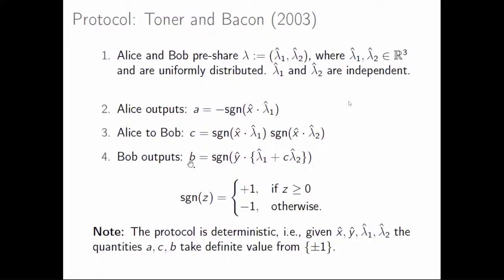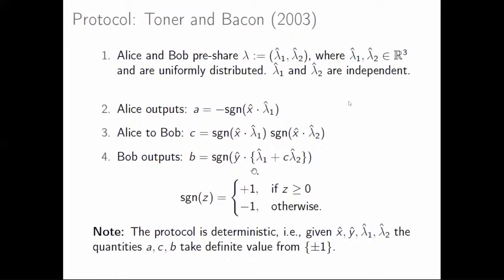Now Bob gives the outcome as follows. It is a sign function of the measurement he gets and lambda 1 and lambda 2, which he shares with Alice, and this communication bit which he received from Alice. This protocol looks simple, but it involves some tricky and involved calculations. And I forgot to mention that this is the sign function: if this Z is greater than 0, it is +1. Otherwise, it is -1.